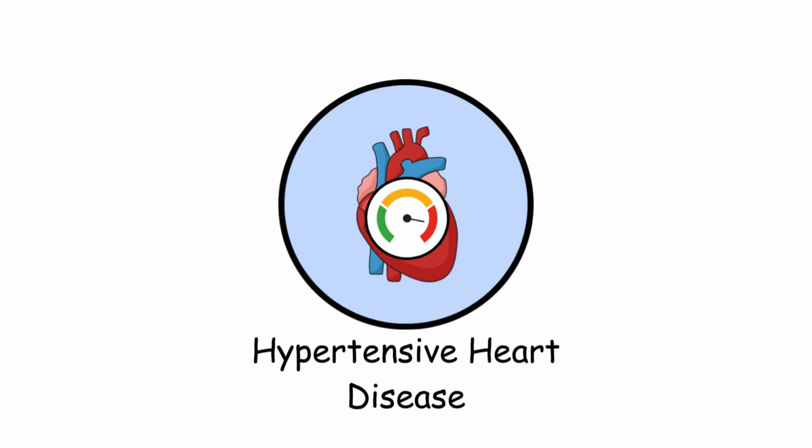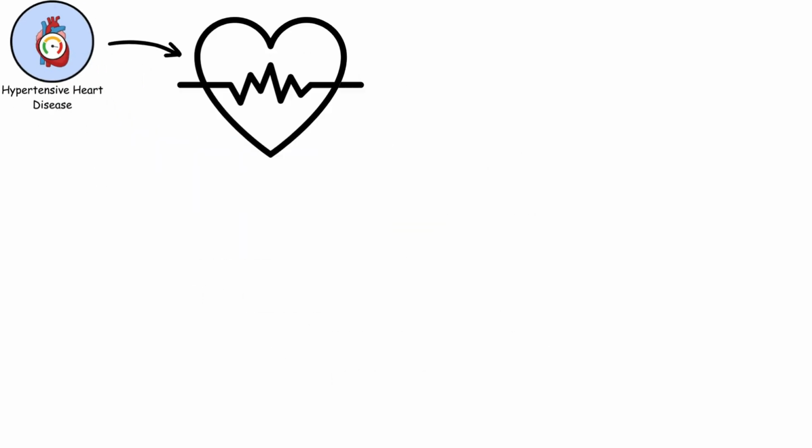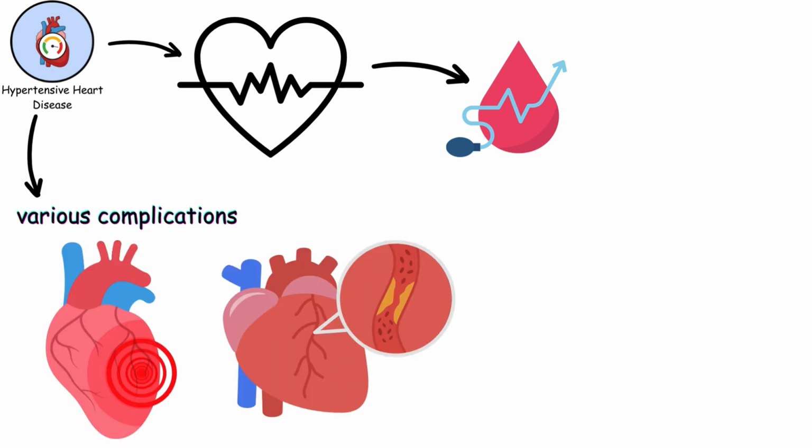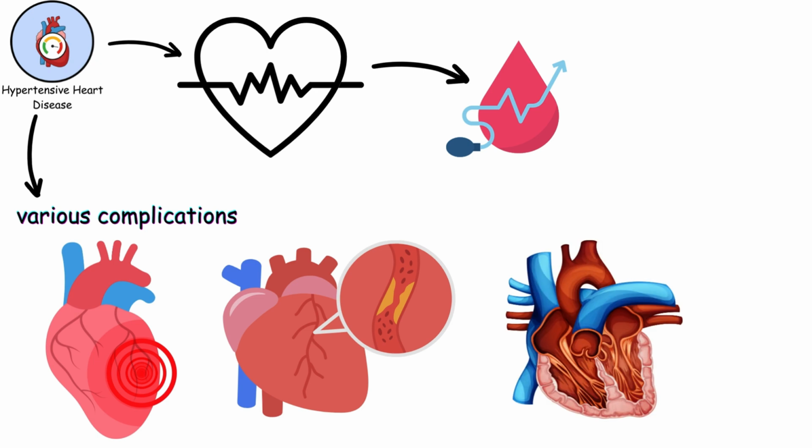Hypertensive heart disease. Hypertensive heart disease refers to heart conditions caused by high blood pressure. Chronic hypertension can lead to various complications, including heart failure, coronary artery disease, and thickening of the heart muscle.